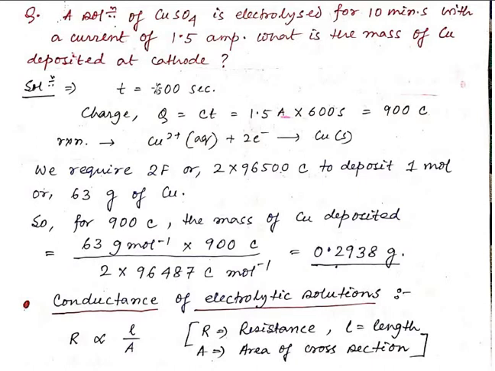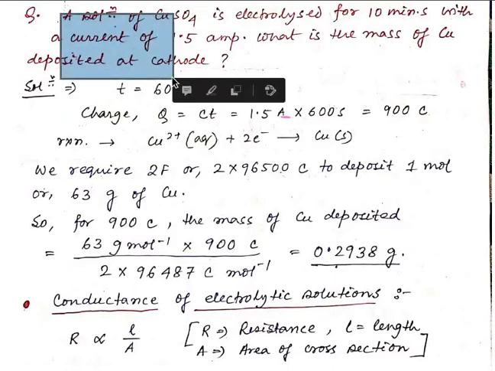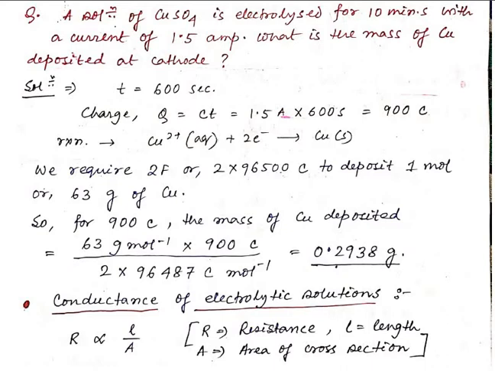See the question. A solution of copper sulfate is electrolyzed for 10 minutes with a current of 1.5 ampere. What is the mass of copper deposited at the cathode? So we know that W is equal to ETC by F, where E is the equivalent weight, T is the time, C is the current, and F is the Faraday.